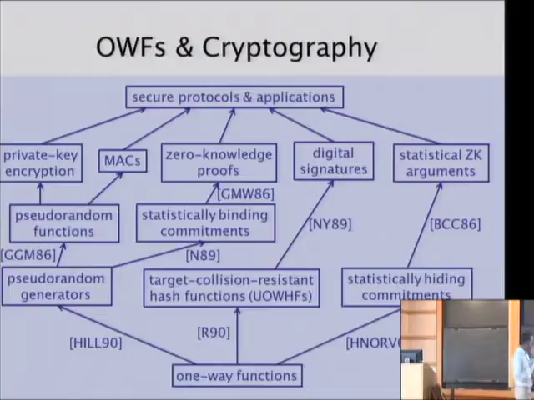Through a series of works, mostly in the mid-'80s and early '90s, it was shown that starting from any one-way function, you can solve many cryptographic problems of interest. These results start out by building basic primitives like pseudorandom generators and universal one-way hash functions, which are a form of collision-resistant hash functions. From these, you can build pseudorandom functions, solve essentially all the problems of private key cryptography, private key encryption and message authentication codes. You can even solve some seemingly public key type problems like digital signatures. You can construct zero-knowledge proofs.